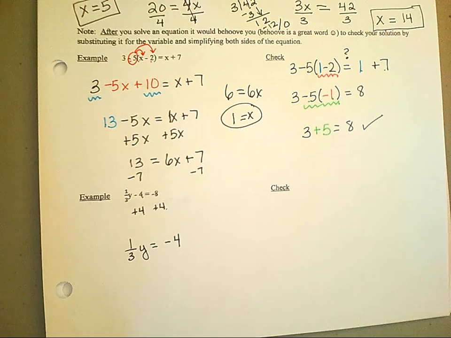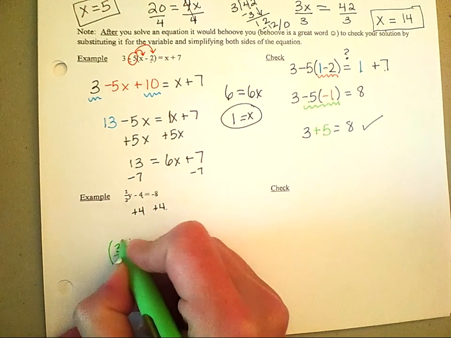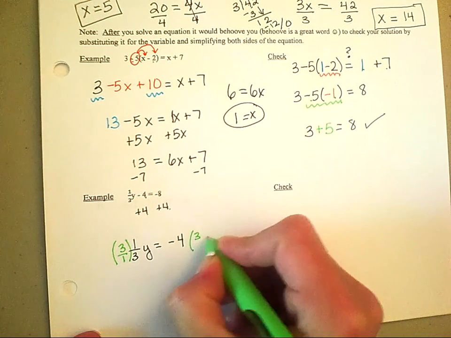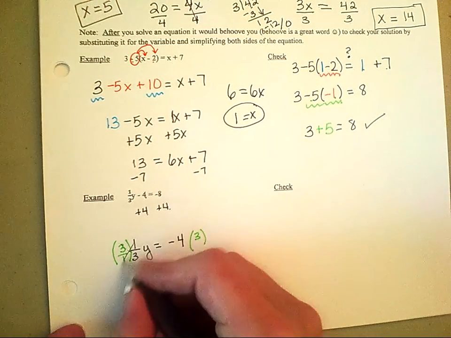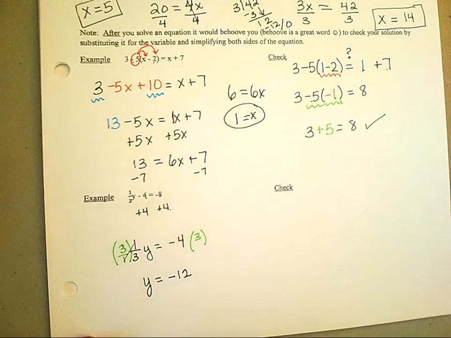Now I have 1/3 of y equals negative 4, but I don't want 1/3 of that. So I need to multiply it by 3 over 1. These are reciprocals. I have to do that on both sides. 3 over 1 is just 3. So these cancel, become 1, so we have y is equal to negative 12.